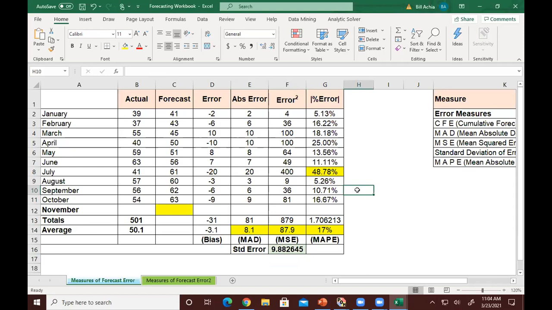So what we've done here is basically look at the measures of forecast error. We have not yet done any forecasting, we've just looked at measures of forecast error given historical data.